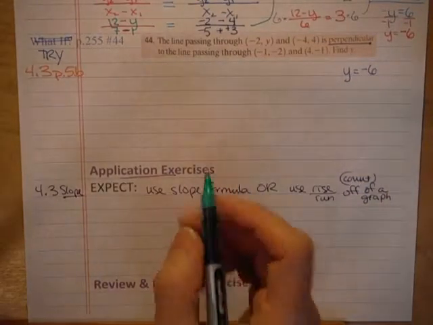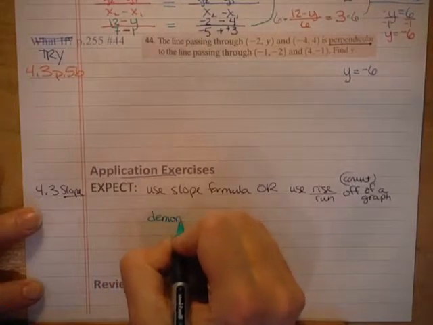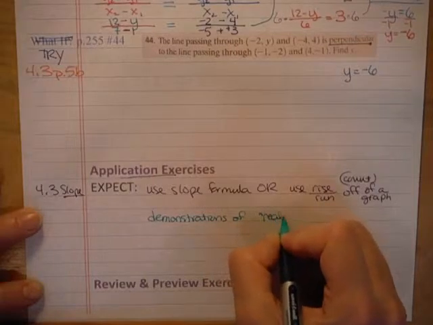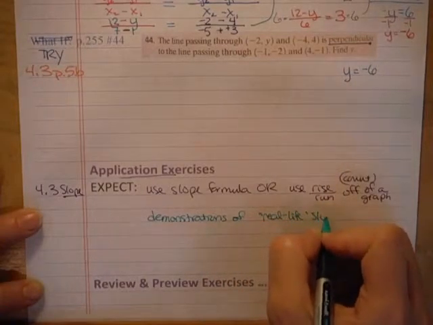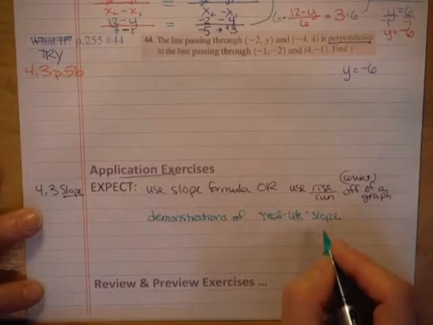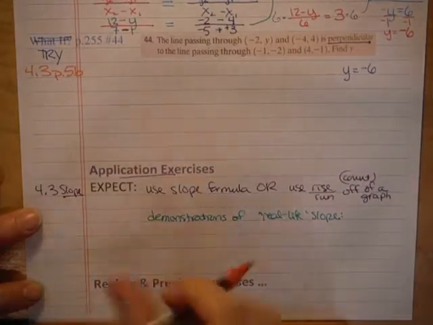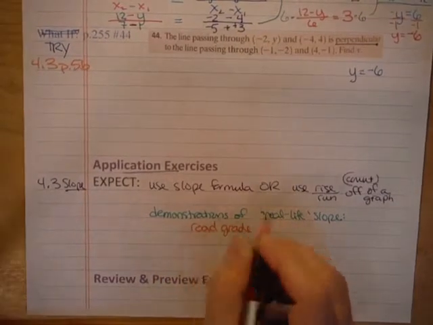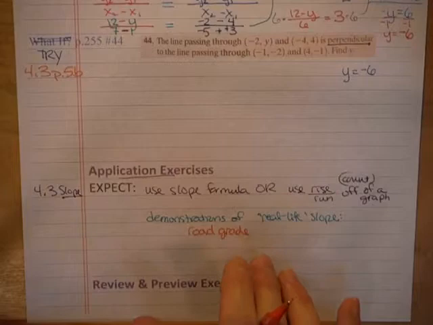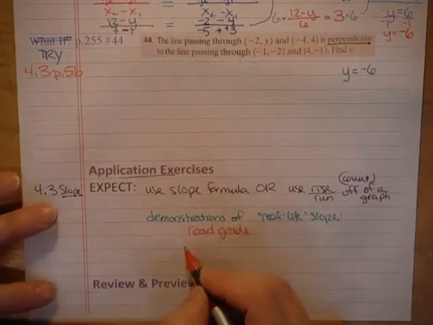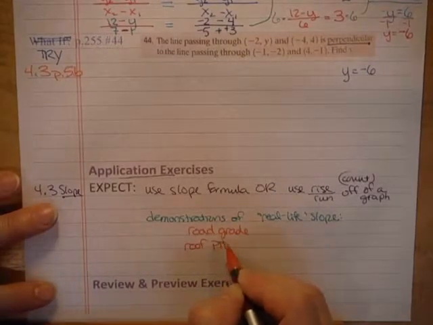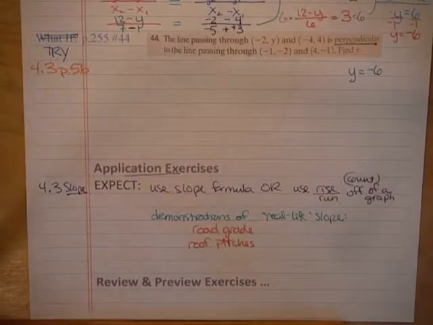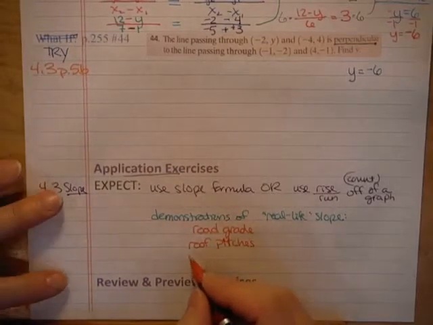It's some demonstrations of real life slope. Some examples of where slope actually occurs in real life, where we have to think of it in terms of that measurement, that rise over run. Some examples are road grades. When you see a grade of 1% or 15%, they're talking about the rise over the run, how sloped it is. Roof pitches. Again, they're talking about the steepness of a roof when they're talking about the pitch of a roof. Wheelchair ramps. That's another one that they do an example of.